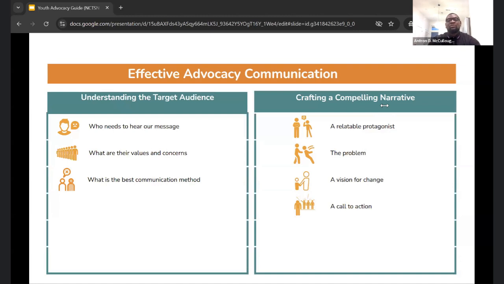This step is using storytelling as a powerful advocacy tool. The compelling narrative includes a relatable protagonist, such as highlighting an individual or group affected by that issue. It recognizes the problem, again, clearly explaining the challenge and its consequences. It shares a vision for change, showing what positive outcomes look like with that support. And then there's a call to action, which provides clear steps on how the audience can contribute to the solution. Real life stories humanize data and statistics, making the issue more tangible, but also more urgent.